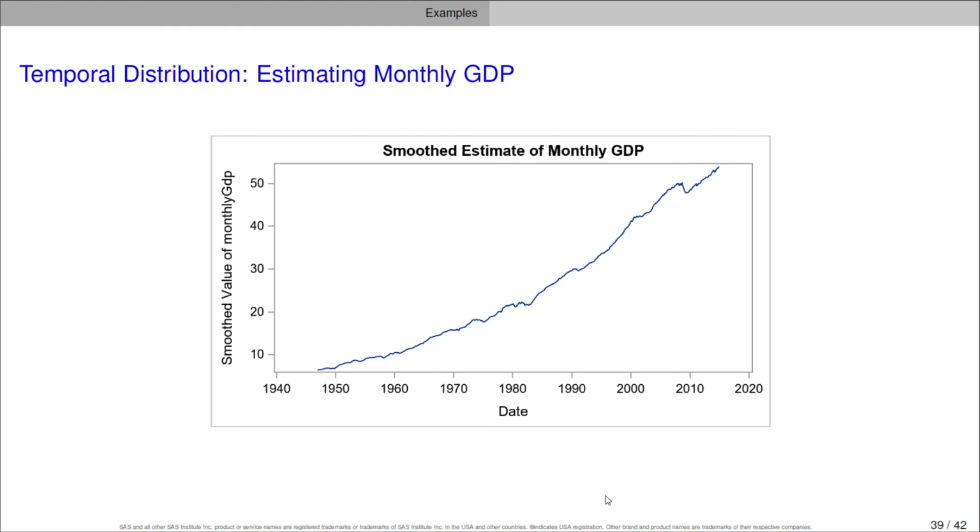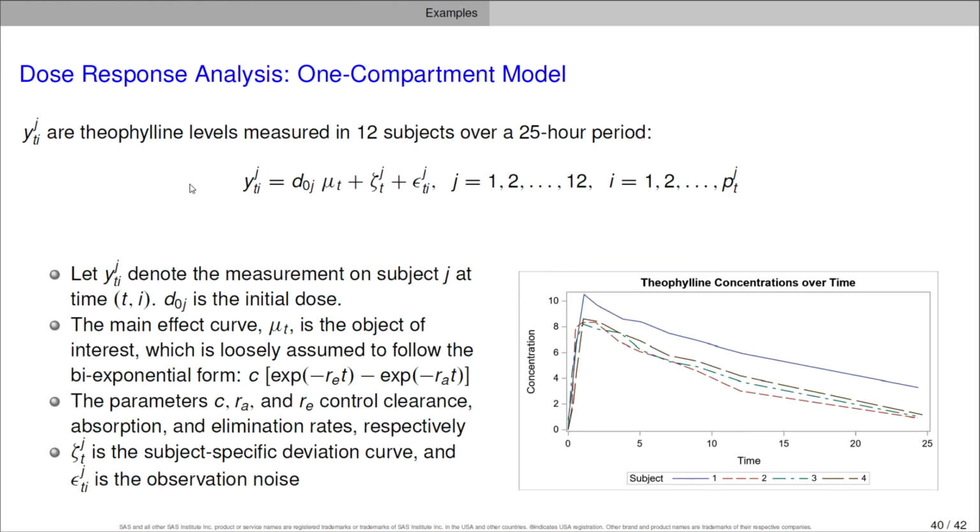Okay, so this concludes the third example. Let's go to the final example. In this example, we look at the data generated by a study that studied the drug theophylline, which is used to treat lung diseases. 12 subjects were given different initial doses of this drug, and its serum concentration was measured at different times during the next 25 hours. The measurement times for different subjects were different and unequally spaced. That is, the data are longitudinal.